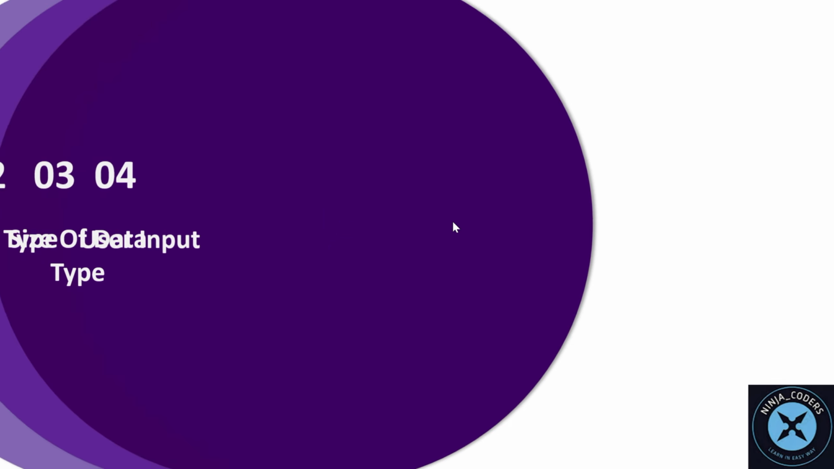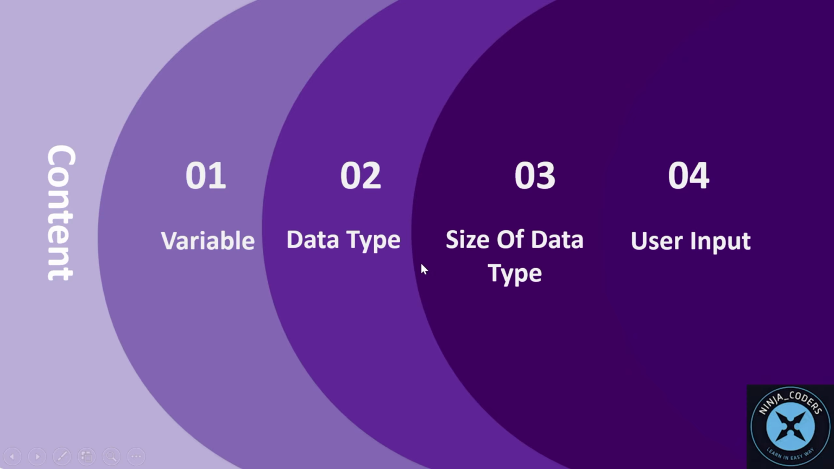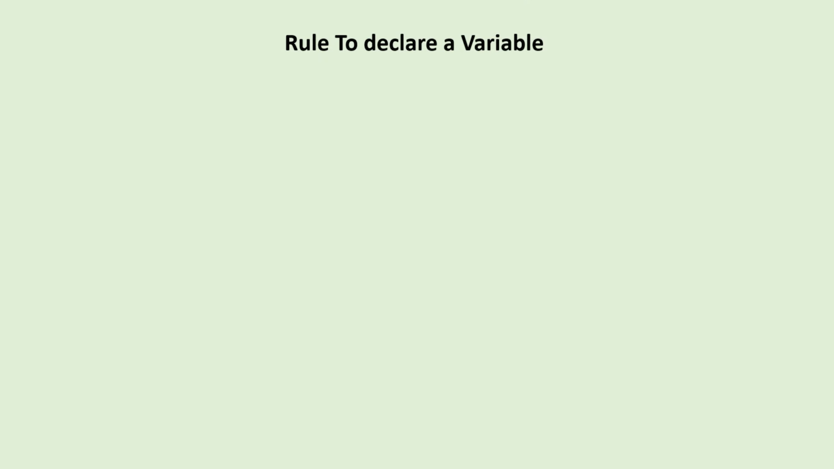Today, first is variable, then after that we discuss the data type, then the size of data type and user input. These four things we will cover in this lecture. I can erase this so I can deliver this PPT to you, and you can refer to it. Okay, second one is what is the variable, and the rules to declare the variable.